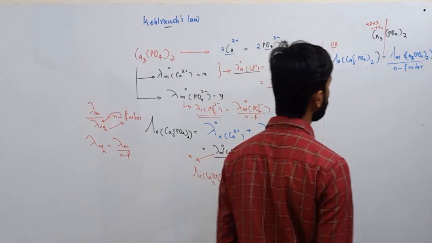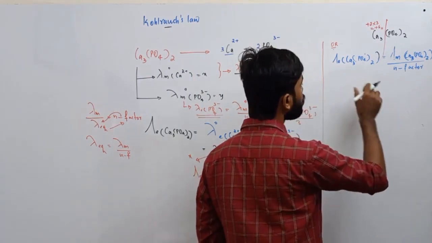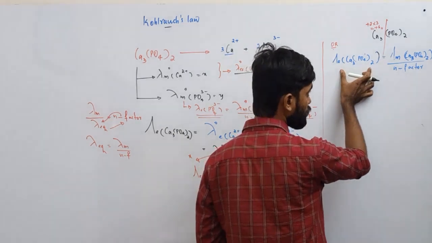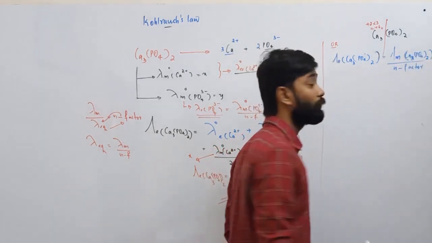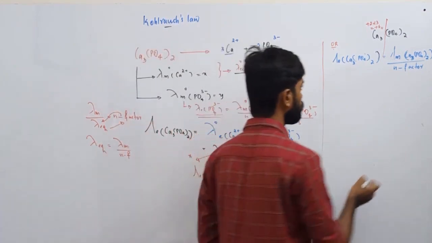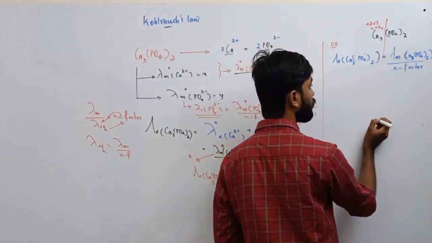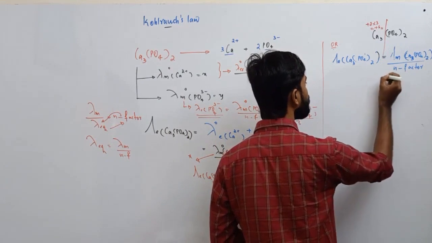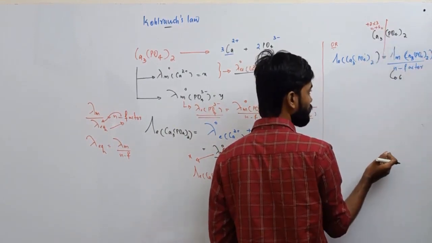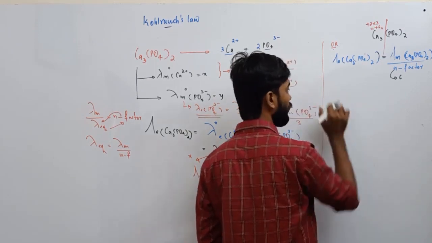Or another method is that, what do you find? Limiting equivalent conductivity of Ca3(PO4)2. So you simply, first of all, find the limiting molar conductivity of Ca3(PO4)2 and divide it with the n factor. Ready? Fine. So what is the n factor here? The total number of positive charge or total number of negative charge. So divided with 6 is the meaning.